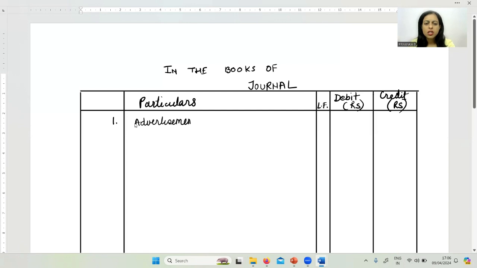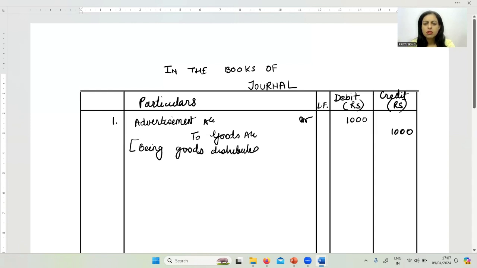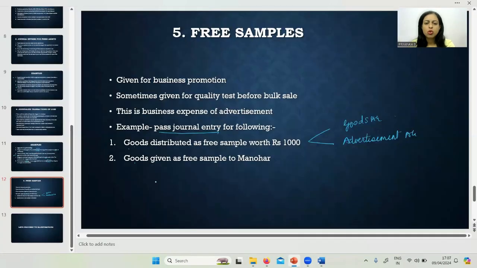So I write here advertisement account debit to goods account 1000. Right? In brackets, you can write being goods distributed as free samples. Second transaction says goods given as free sample to Manohar.